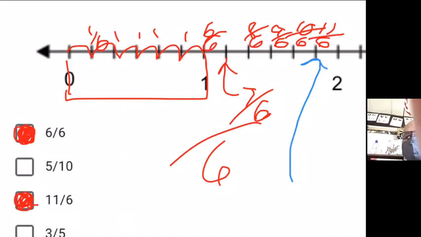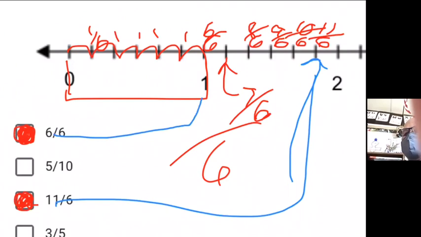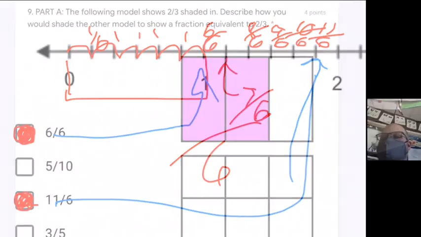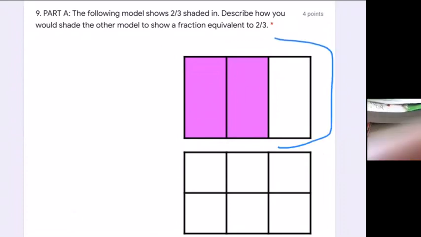11/6. Okay? And if you pointed to them, then that would be even better for proving your answer. Thirds, the following model is shaded in 2/3. This one shows 2/3. Describe how you would shade the other model to show a fraction equivalent to 2/3.